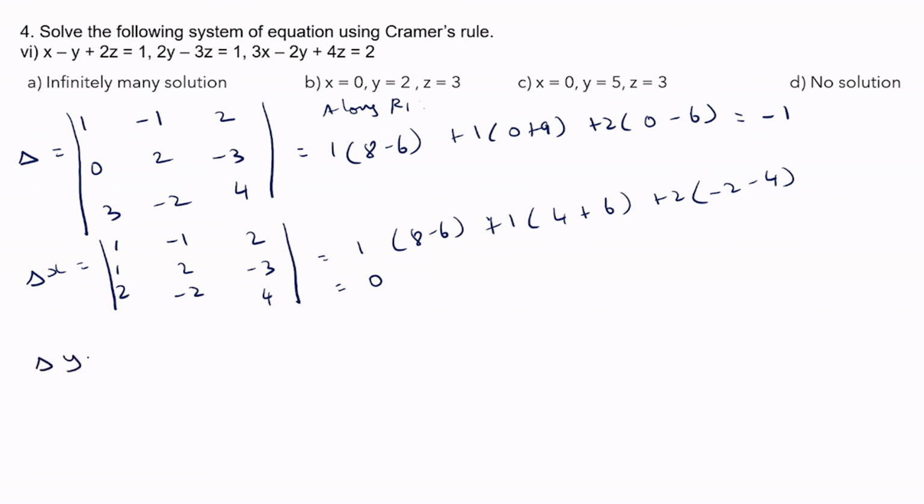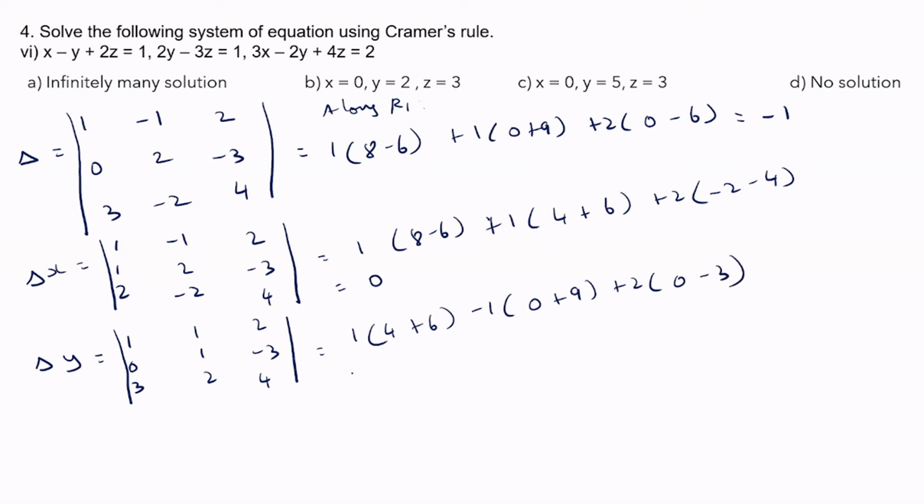Then next one is delta y. In delta y we have to replace the coefficient of y terms with the constant terms 1, 1 and 2. So we have 1, 0, 3, 1, 1, 2, 2, minus 3, 4. Again expanding along R1. So 1 into 4 plus 6, minus 1 into 0 plus 9, plus 2 into 0 minus 3. So this is equal to minus 5.